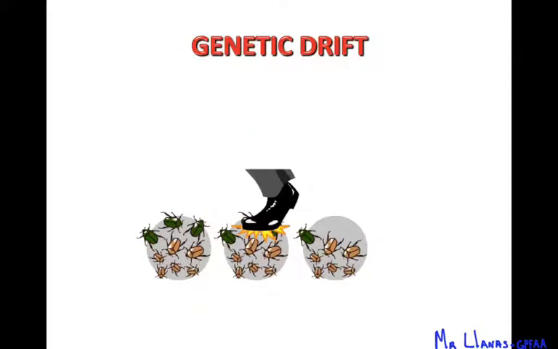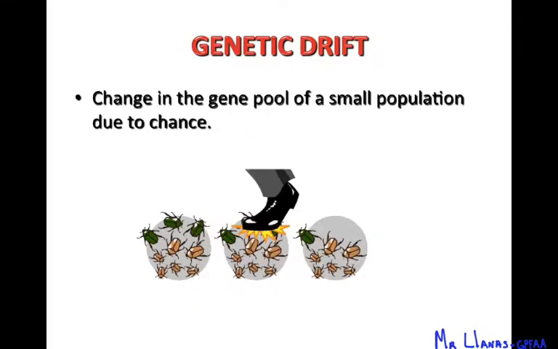You should have this in your notes, but we know that genetic drift is just the change in the gene pool of a small population. It has to do with chance, right? This person is walking and it steps on the green beetles, right? And it reduces the population drastically, okay? And that's just by chance, okay?